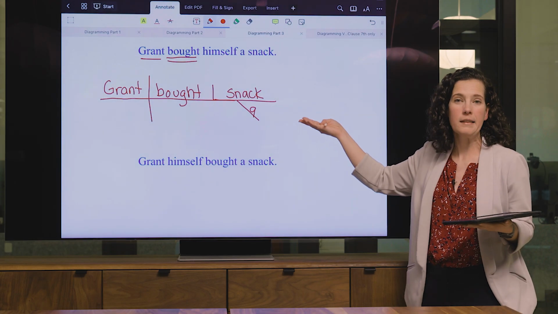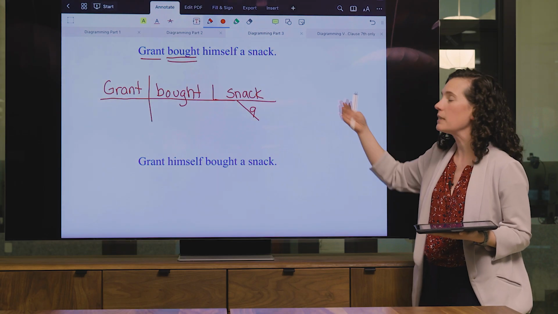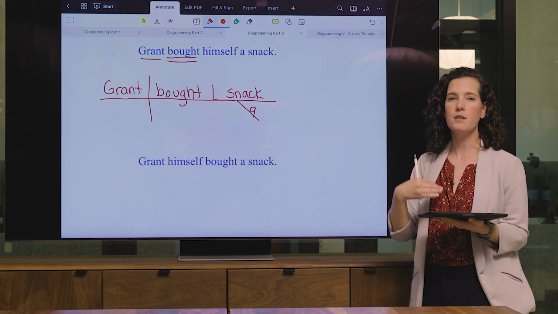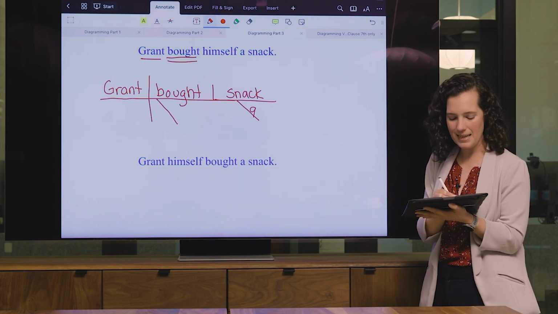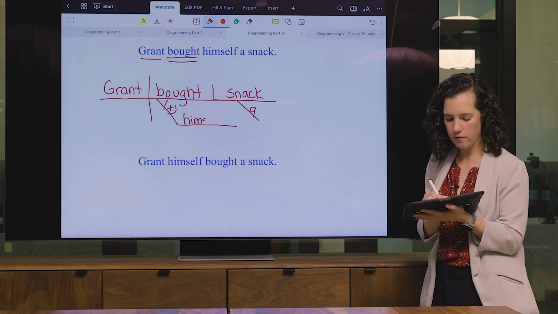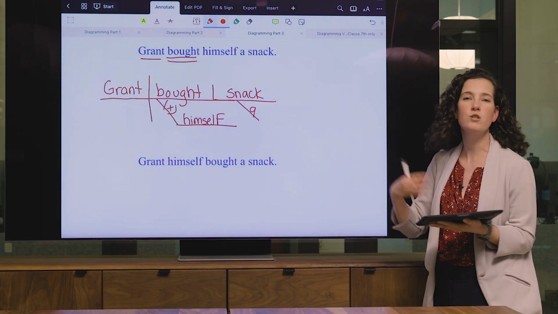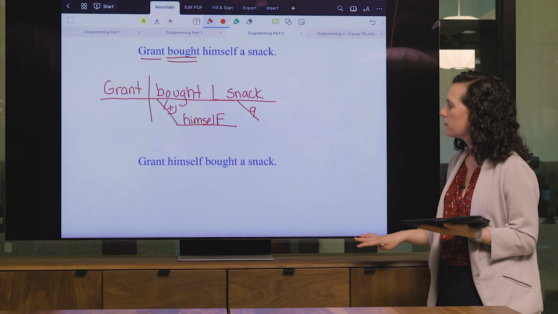He could have bought it for Sally or Joe. Grant bought Joe a snack, but here it says he bought himself a snack. So this is a reflexive pronoun that is an indirect object. He bought it for himself, as opposed to buying it for anyone else.